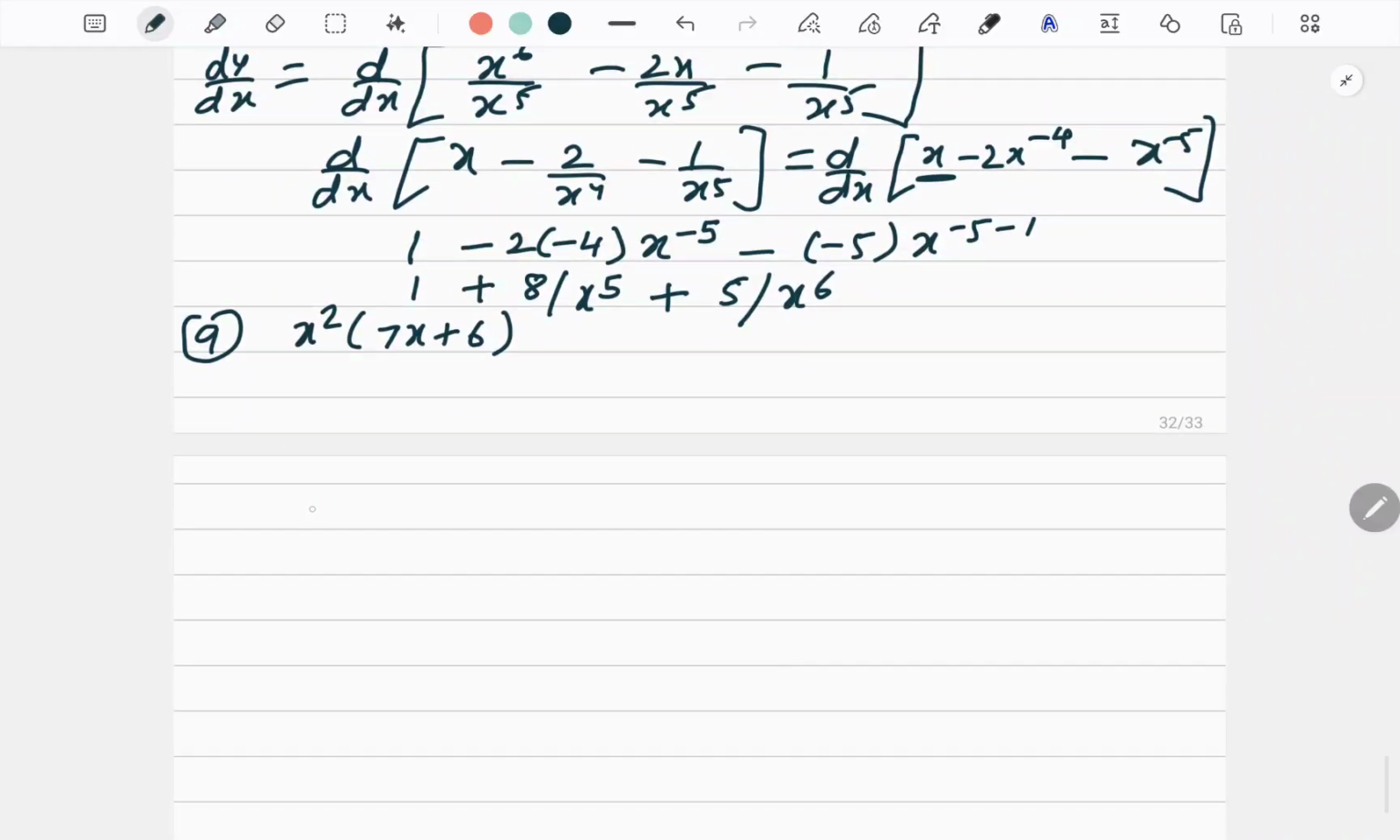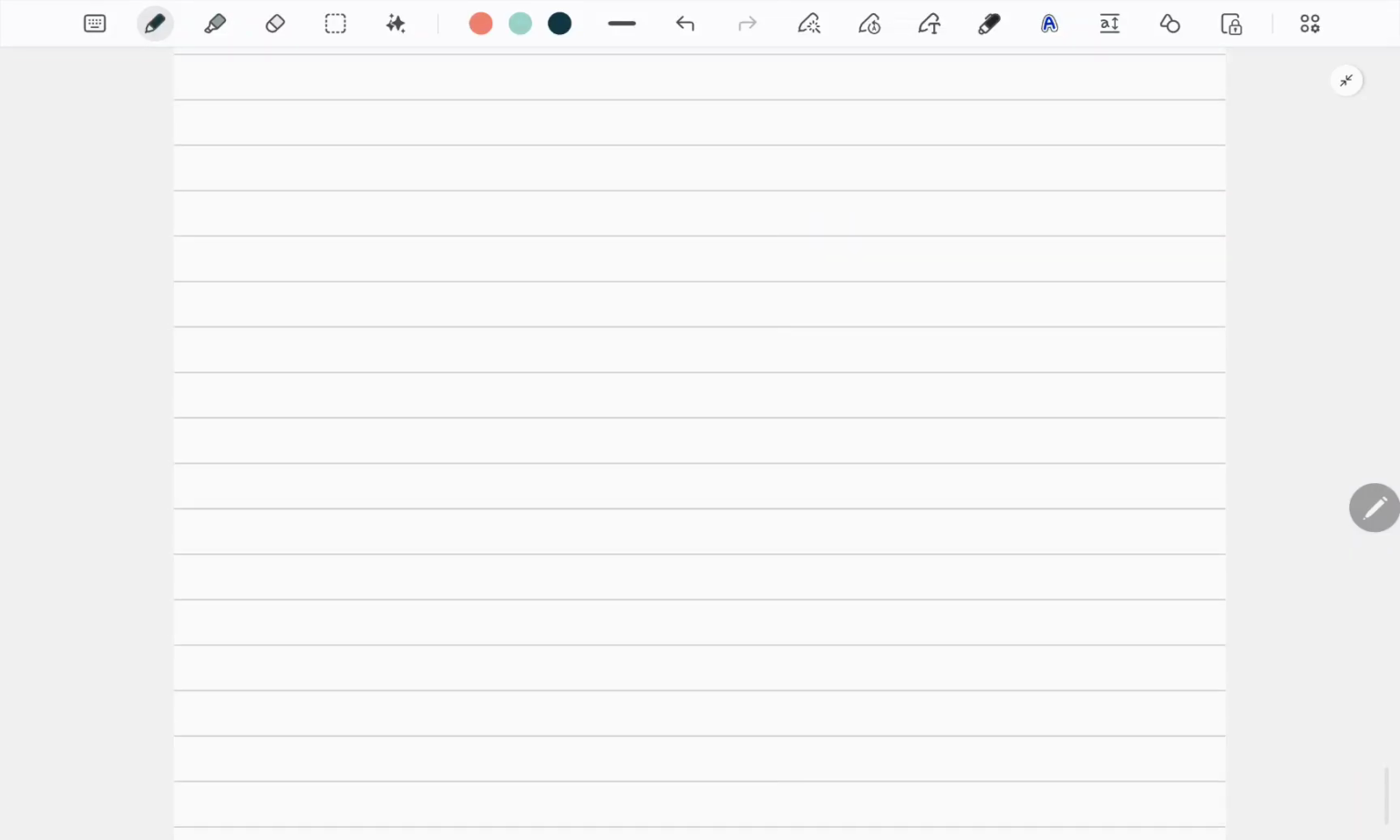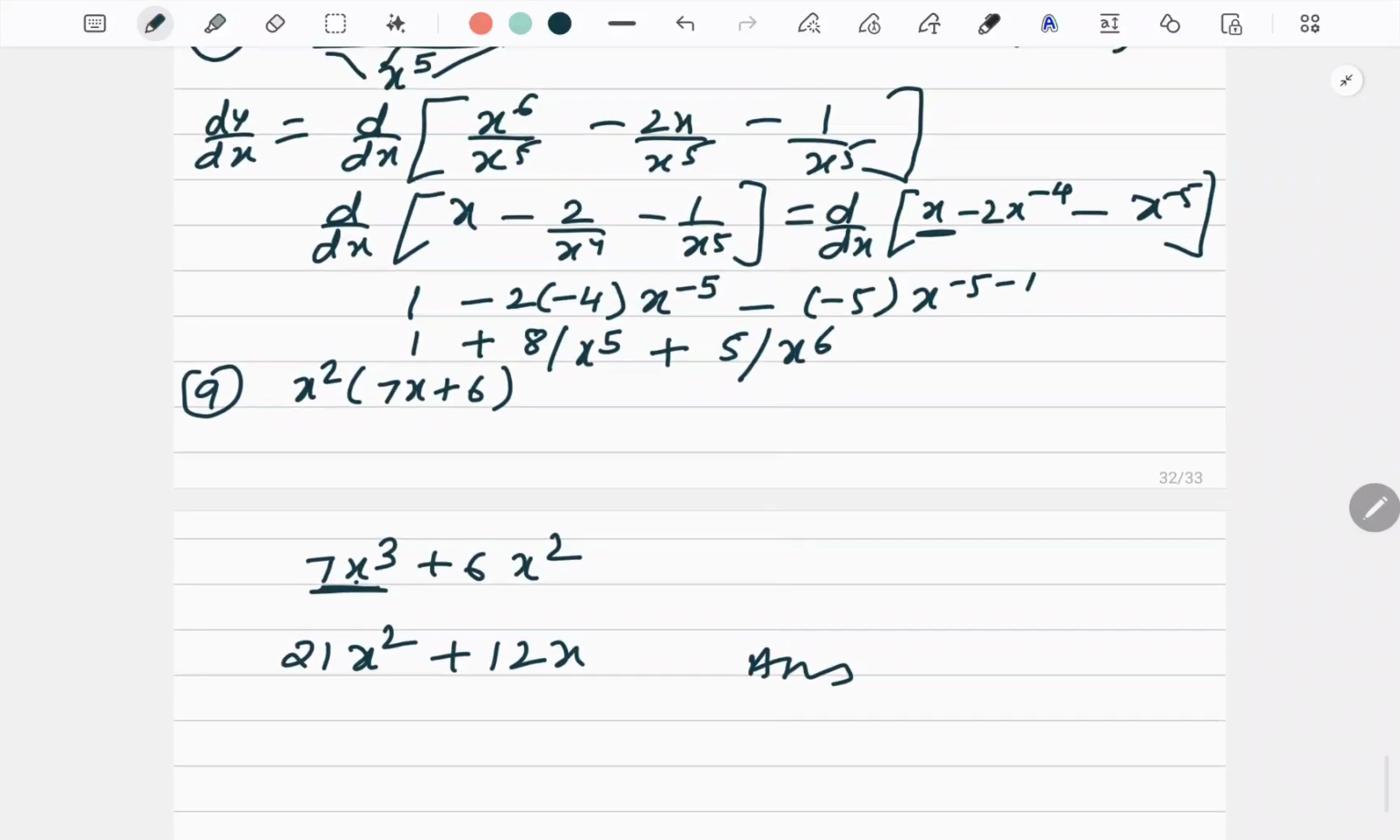Now open the bracket. So this will become 7x³ plus 6x². Now what is the differentiation of this? For x³, 3 will come in front. So 21x² plus 12x. So this is my answer. This is how you have to do the basic questions of differentiation.